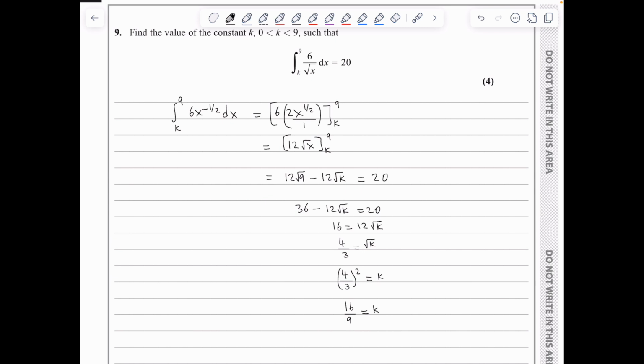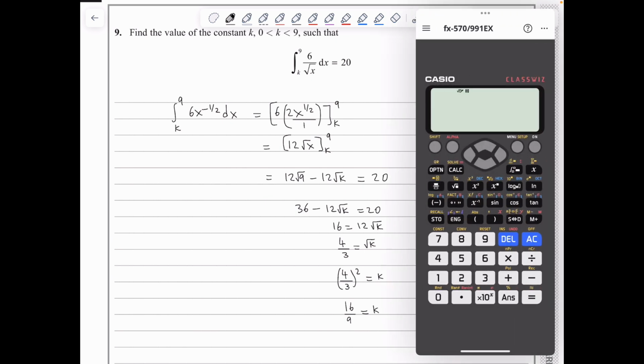Now actually I can go on my calculator and confirm, validate my answer, so I can say that the integral of 6 over the root of x from the value of k that we found, which is 16 over 9. So I'm going to put 16 over 9 for the lower limit, and the upper limit, it's going to be the 9. I press the equal sign, I get an answer of 20, and therefore I confirm that I've got the right answer for k.